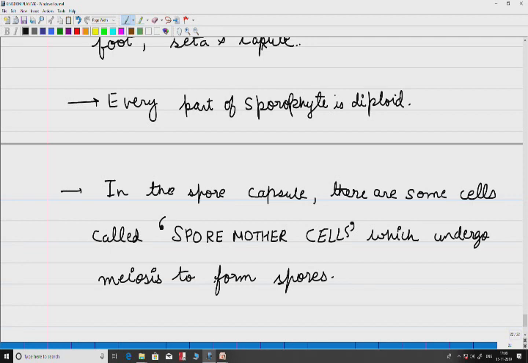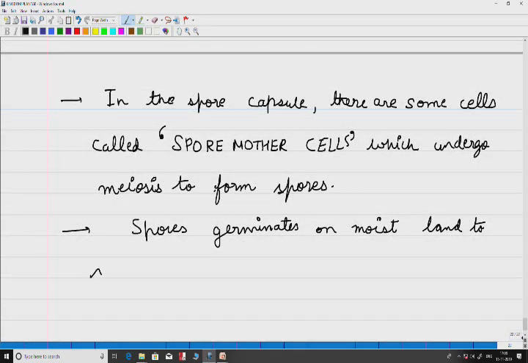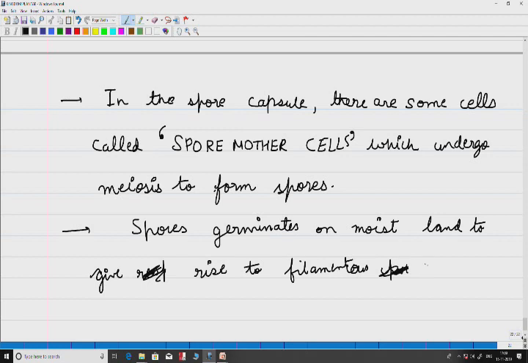Now finally we have the spore. Spore germinates on moist land to give rise to filamentous protonema.